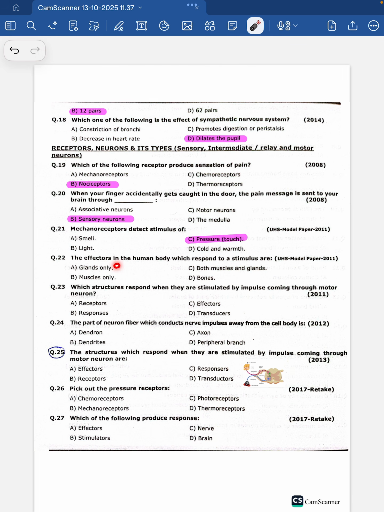22. The effectors in the human body which respond to a stimulus are effectors, maybe the gland or maybe the muscle. So the best option will be Charlie, both muscles and glands will be the effectors. 23. Which structure responds when it is stimulated by impulses coming through a motor neuron? Motor neurons always transmit impulses towards the effector to show the response.